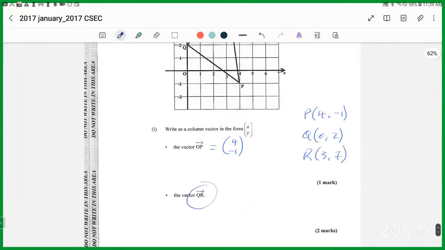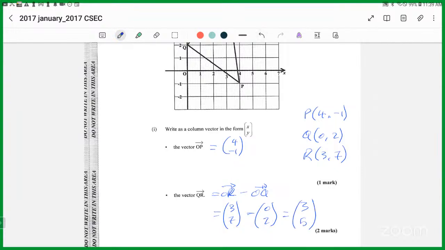What's the vector QR? QR is OR minus OQ. O times the last minus O times first. We can do it by calculation, but we can do it from a graph as well. So let's do it by calculation first. OR is this vector, (3, 7), minus OQ, this vector (0, 2). So 3 minus 0 is 3, and 7 minus 2 is 5. (3, 5).